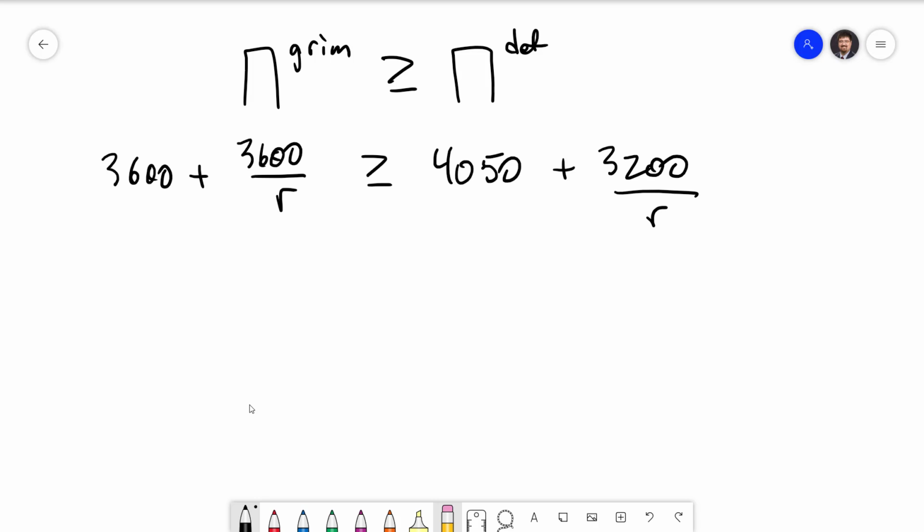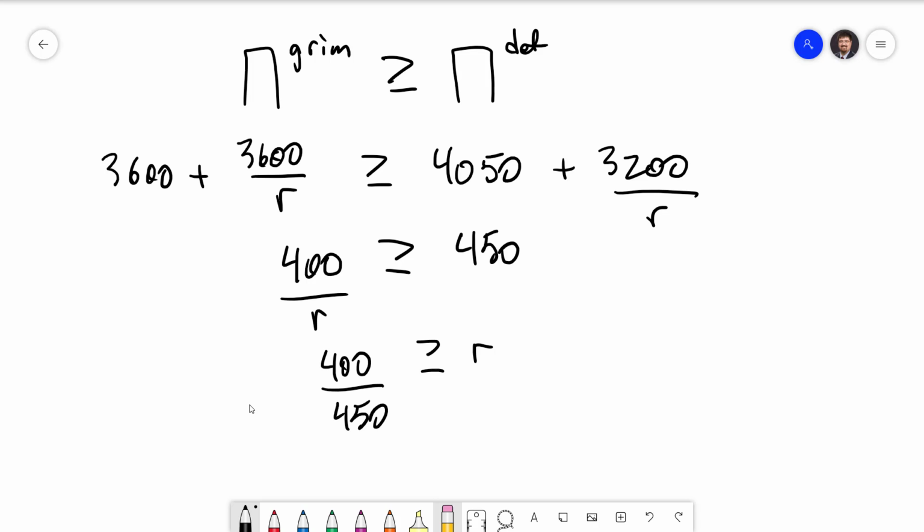over r. Now we just need to do a little bit of algebra here, so I'm going to subtract 3600 from both sides, and that's going to give me 450 over there, and then subtract 3200 over r from both sides, and that's going to give me 400 over r over here. Next, I'm going to multiply both sides by r and divide both sides by 450, and that'll give me r over here, and over here 400 over 450. As before, I'm going to flip this around for convenience to get r on the left-hand side. So r is less than or equal to 400 divided by 450, which is 8/9.